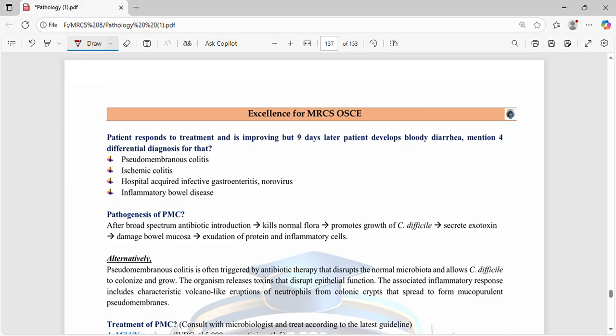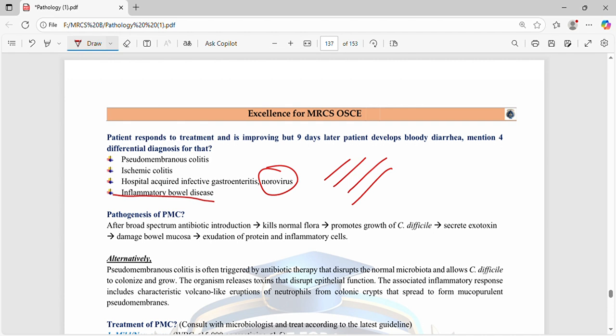The patient responds to treatment and is improving, but 9 days later the patient develops bloody diarrhea. Mention 4 differential diagnoses for that. Pseudomembranous colitis, ischemic colitis, hospital-acquired infective gastroenteritis, norovirus, inflammatory bowel disease.